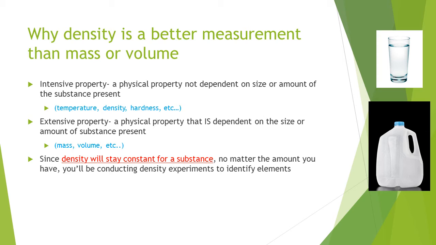So for instance, you guys know that this small glass of water is going to have less mass than the large jug of water. The small glass of water also takes up less space. It has less volume than the large jug of water. So mass and volume depend upon how much you have. They are extensive properties. So since density will always stay constant no matter how much you have of a substance, you will be conducting density experiments to identify elements.